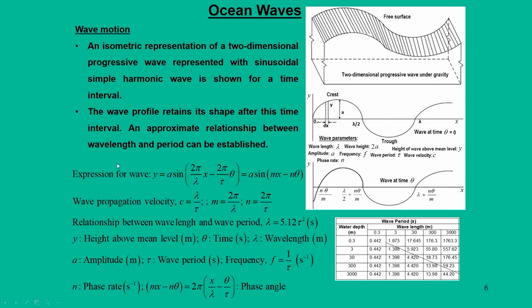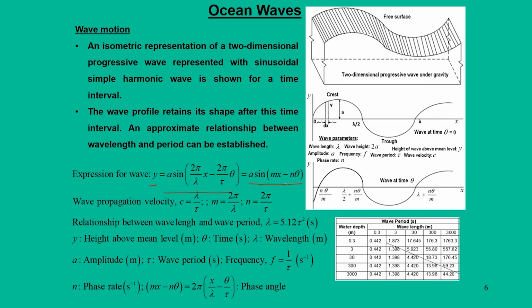Now, looking at this, one can find a relationship between wavelength and period, and that we are going to emphasize here. So, to characterize this wave, one standard way to write the expression of the wave is y. Y stands for the vertical distance from the mean line at any point on this wave, and we can frame this equation: y is equal to a times sin of (2 pi by lambda x minus 2 pi by tau times theta). Simplified, it is written as y is equal to a sin(m x minus n theta).